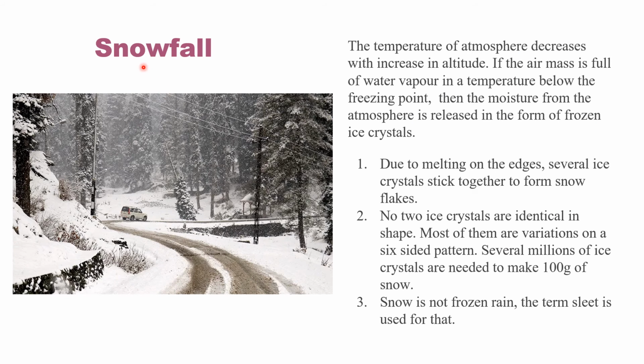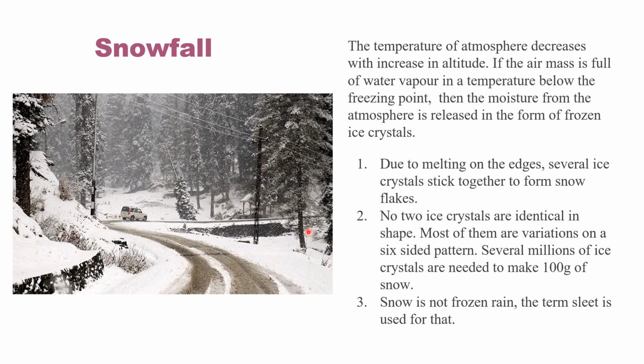Now we come to the forms of precipitation. So here it is snowfall. Okay, how does the snow form? Let us see. The temperature of atmosphere decreases with increase in altitude. So we know that as height increases, the temperature decreases. If the air mass is full of water vapor at a temperature below the freezing point, then the moisture from the atmosphere is released in the form of frozen ice crystals. So you can see this type of climate in very cold places like Shimla.